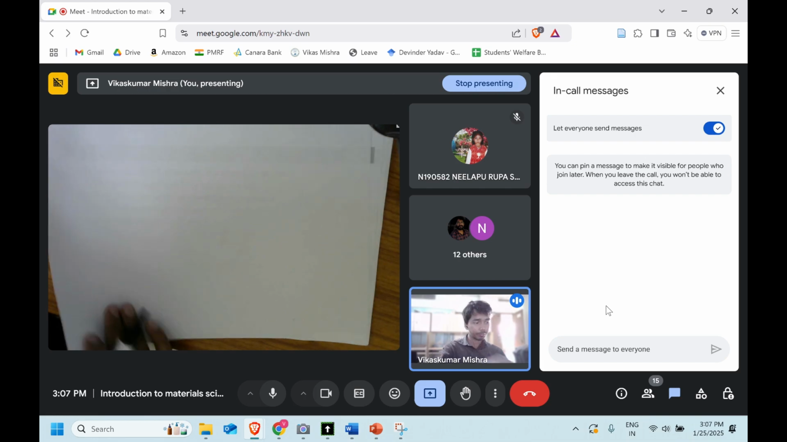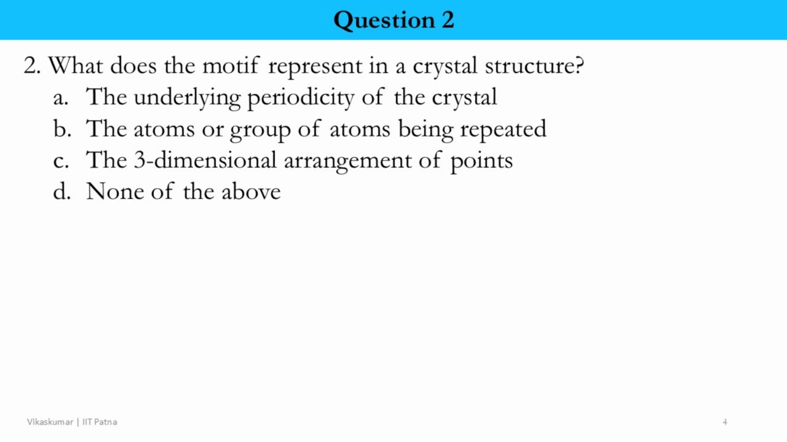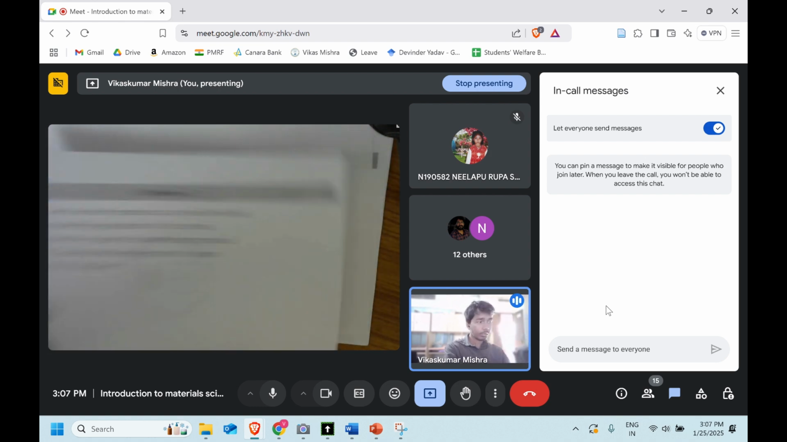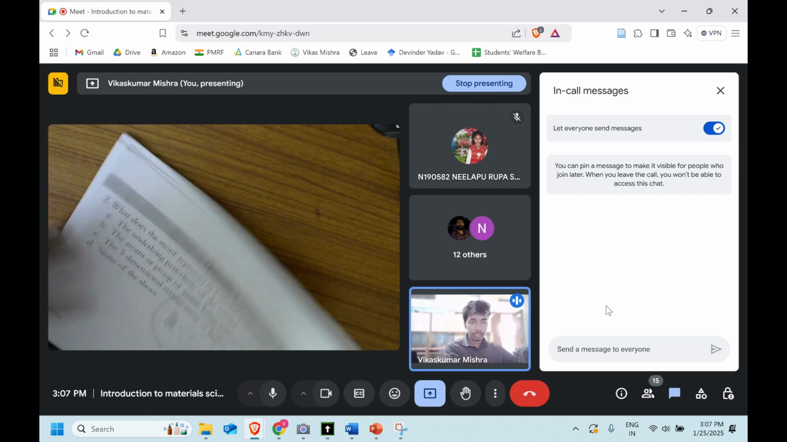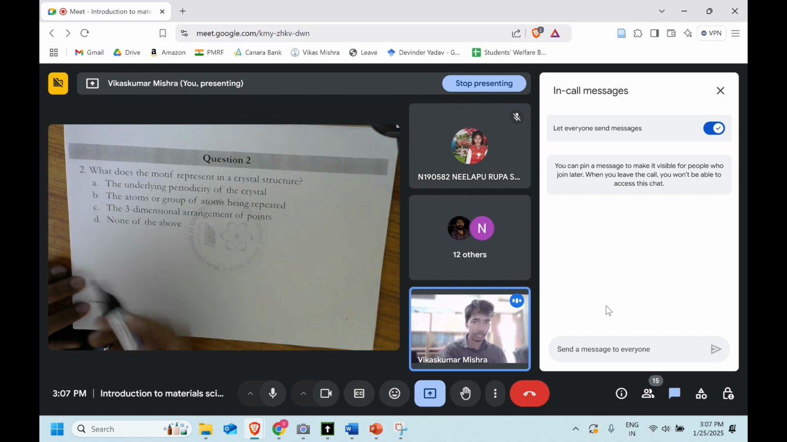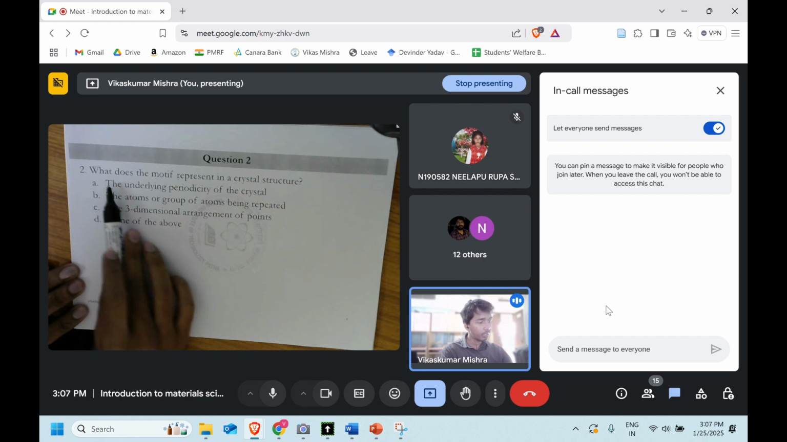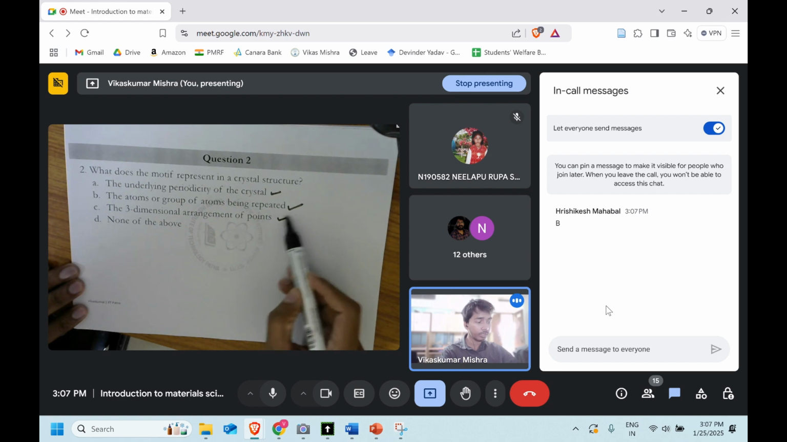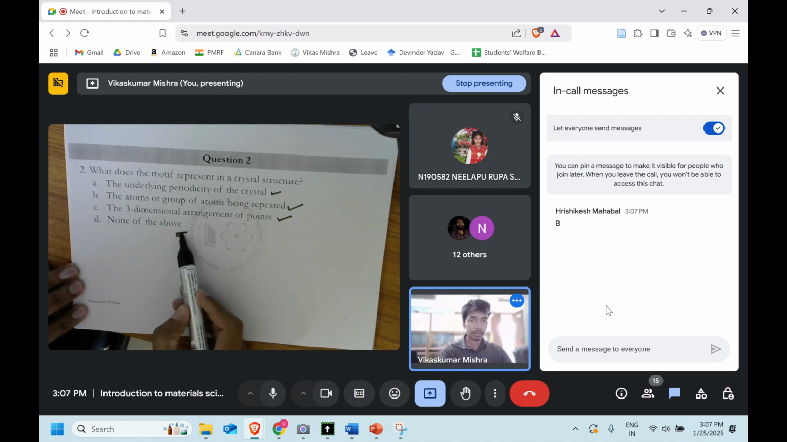Question number two. Everyone, you can write your answer in the comment box. Okay, A, B, C, or D. What does motif represent in the crystal structure? A, the underlying periodicity of the lattice. B, the atom or the group of atoms that is being repeated. C, a three-dimensional arrangement of points. D, none of the above.